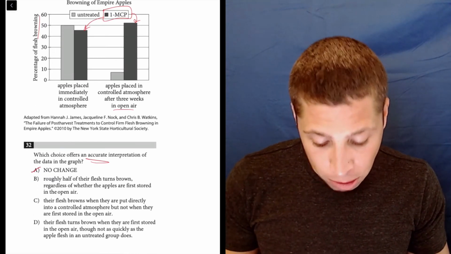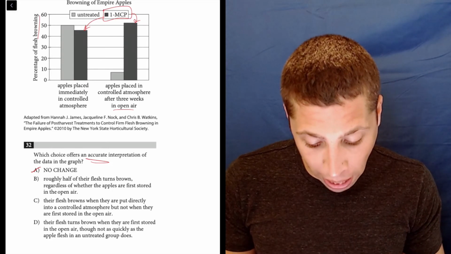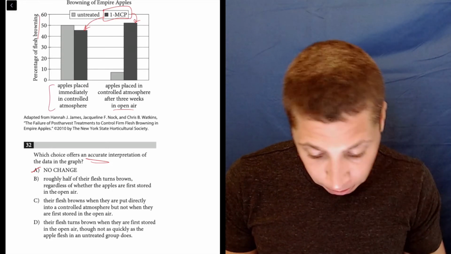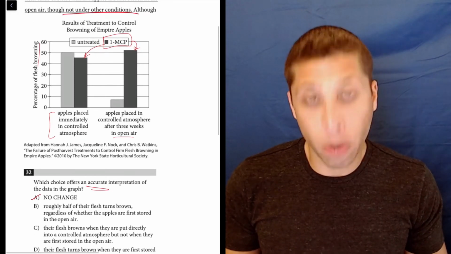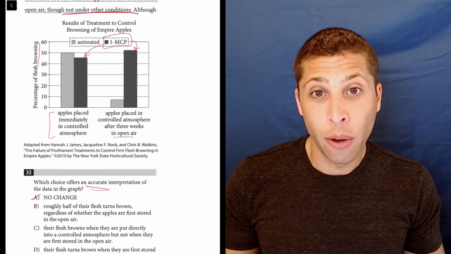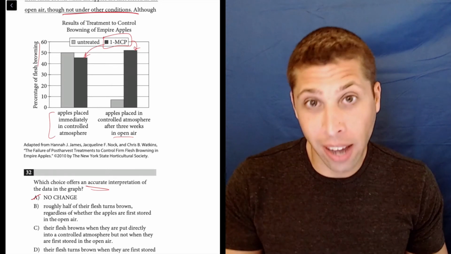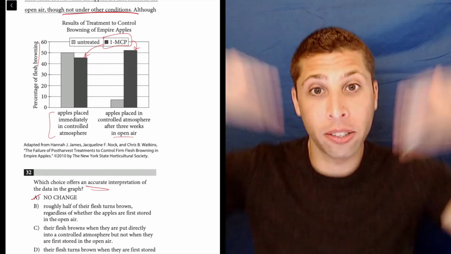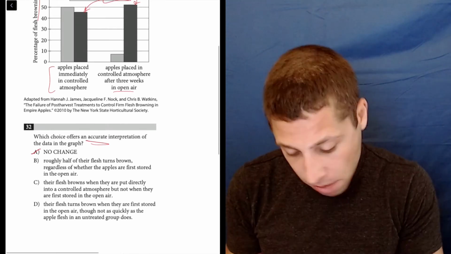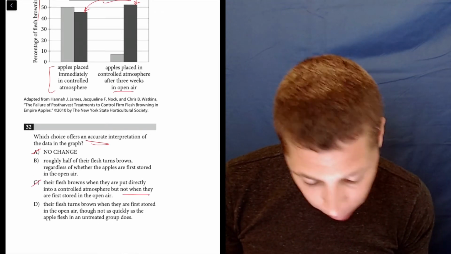C, their flesh browns when they are put directly into a controlled atmosphere, so that's the left side here, but not when they are first stored in the open air. No, this is like the opposite of choice A, right? It's saying the left side is brown, but the right side isn't. But as we said, both of those black bars show browning. So no, this is just not true.